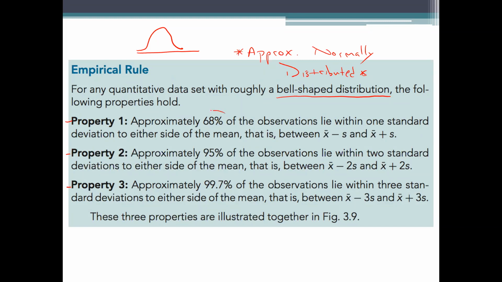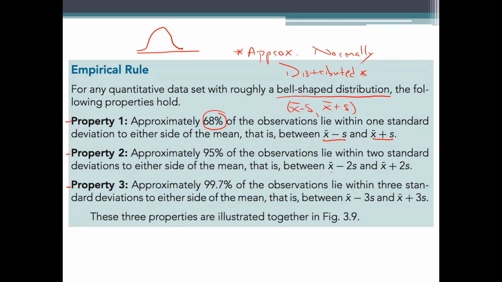It turns out that if it's roughly bell-shaped, approximately 68% of your observations will lie within 1 standard deviation on each side. So if you take the mean and subtract a standard deviation, and you take the mean and add a standard deviation to it, between these values, 68% of observations will fall.